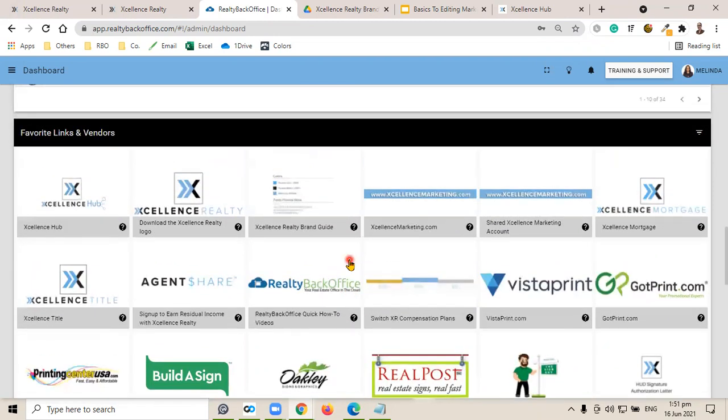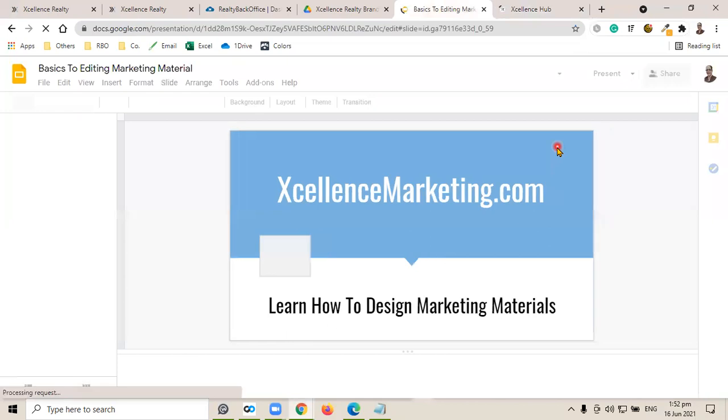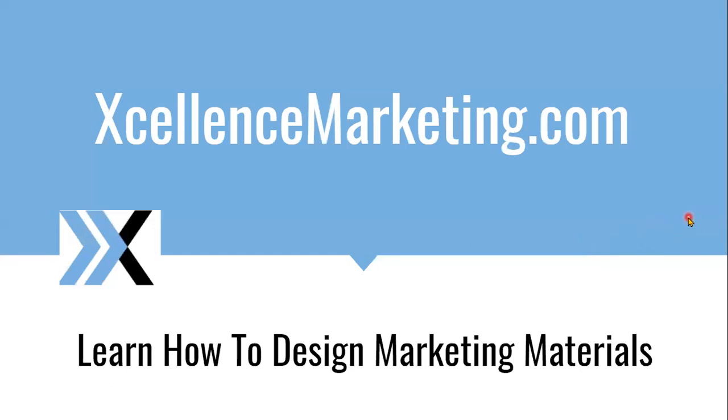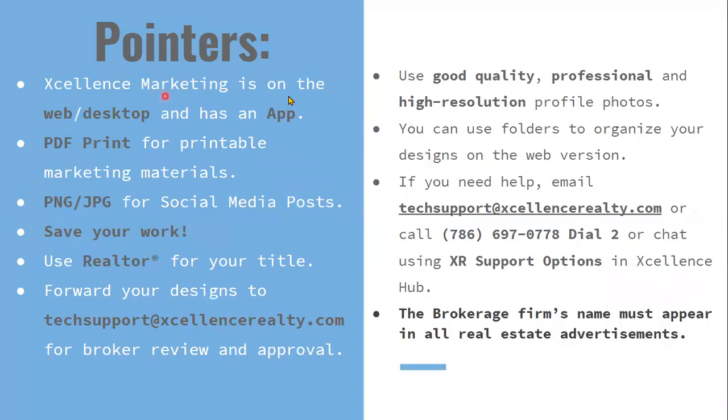All right, and let's go ahead and do a recap. And let me go ahead and share a few reminders with you. All right, so these are some reminders that we would like to share. So remember, Xcellence Marketing is on the web. It also has the desktop version, which is the web version. It also has an app. For printable marketing materials, you can use this file format, PDF print. For social media posts, please use either PNG or JPEG. Please don't forget to save your work.